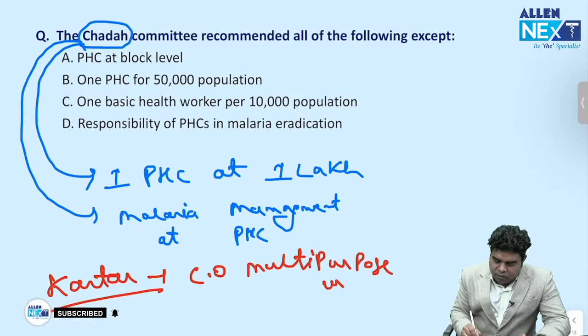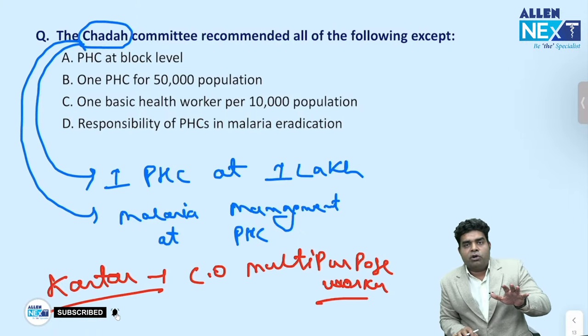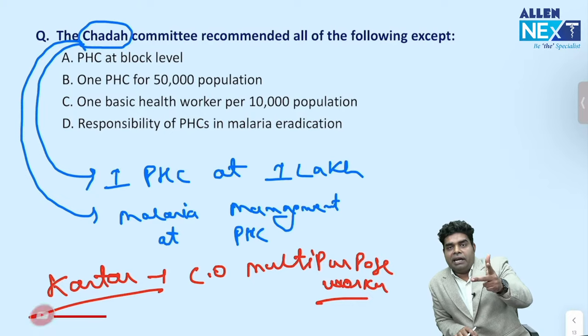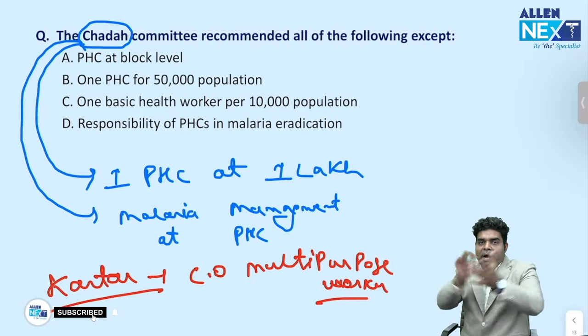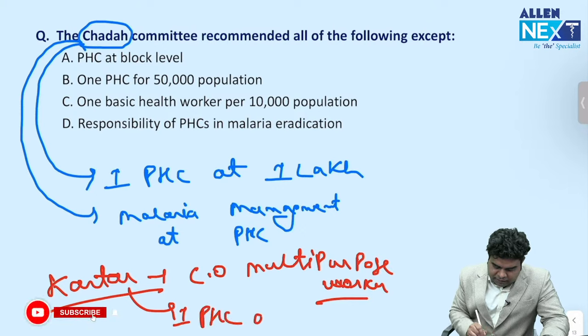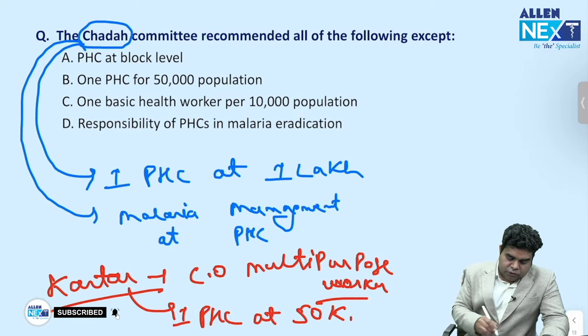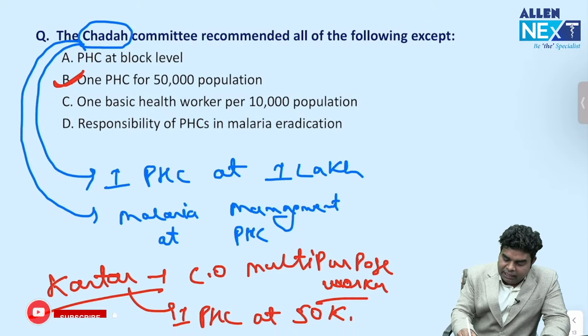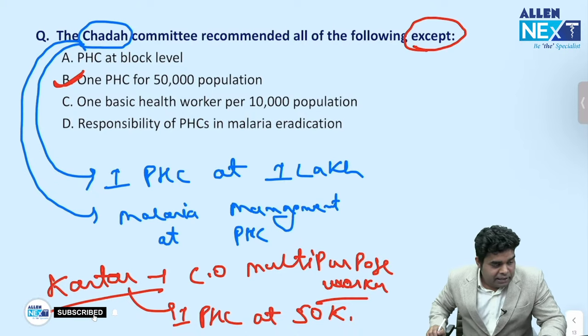Multi-purpose worker. What is multi-purpose worker? At that time, there were 3 different workforces for family planning, TB and malaria. Kartar Singh said, let's have it together as one worker, multi-purpose. And he said one PHC at 50,000.